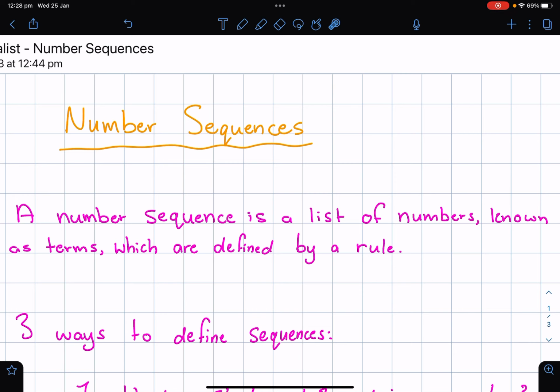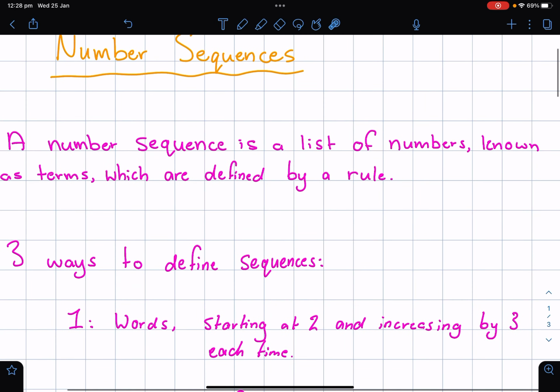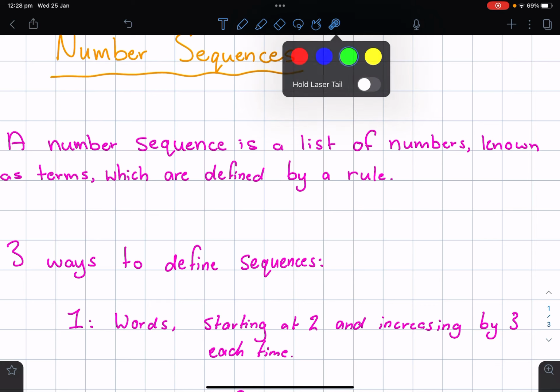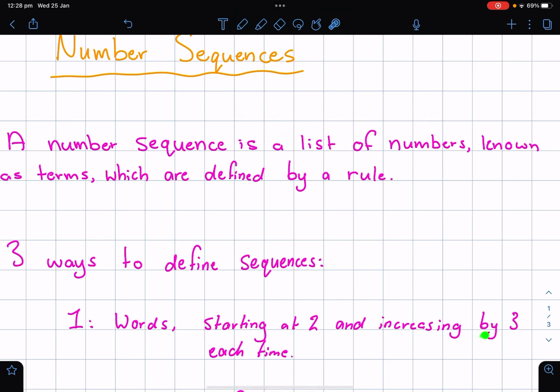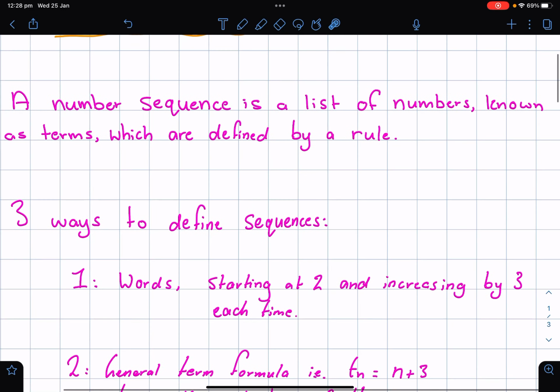But there are three key ways to define a sequence. The first way is using words. So we can say a sequence is starting at the number 2 and is increasing by 3 each time. So that would be 2, 5, 8, 11, and so on for as long as you like to go.